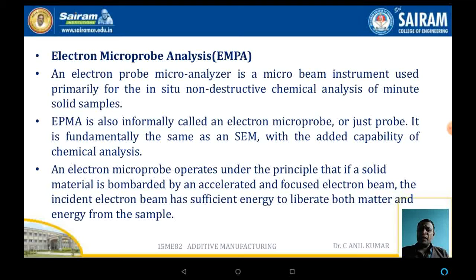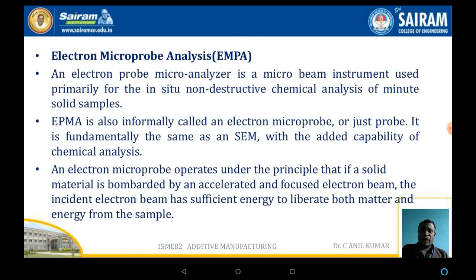EPMA is nothing but electron microprobe analysis. The electron probe microanalyzer is a microbeam instrument used primarily for in situ non-destructive chemical analysis of minute solid samples. EPMA is also informally called electron microprobe or just probe. It is fundamentally the same as the SEM, with the added capability of chemical analysis.